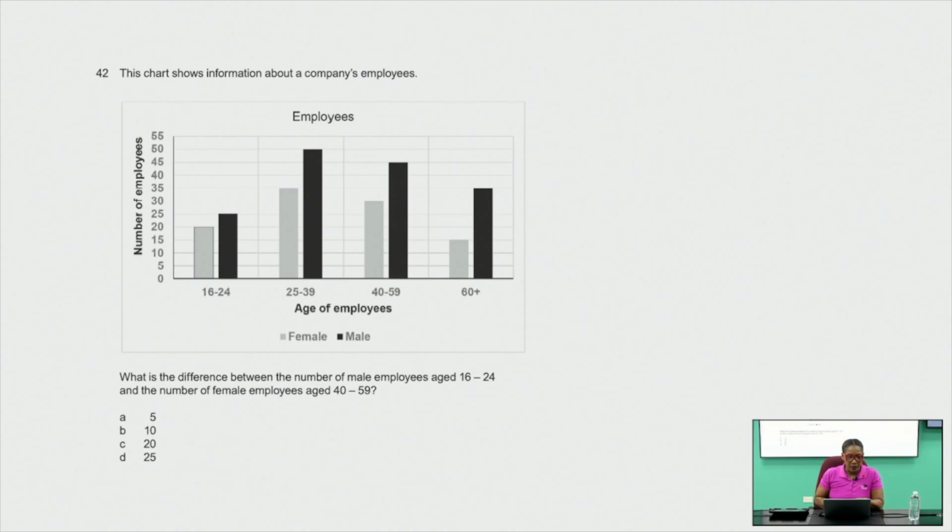So they want us to look at male 16 to 24, which is here, and they want us to look at females 40 to 59. They're asking us what is the difference between the number of males and the number of females, and they gave us the age group. So the first thing we need to find out is how many males in this group 16 to 24. That looks like 25. And how many females? That looks like 30. All right. So 30 subtract 25 would give us 5. So option A is the best selection because it's correct.